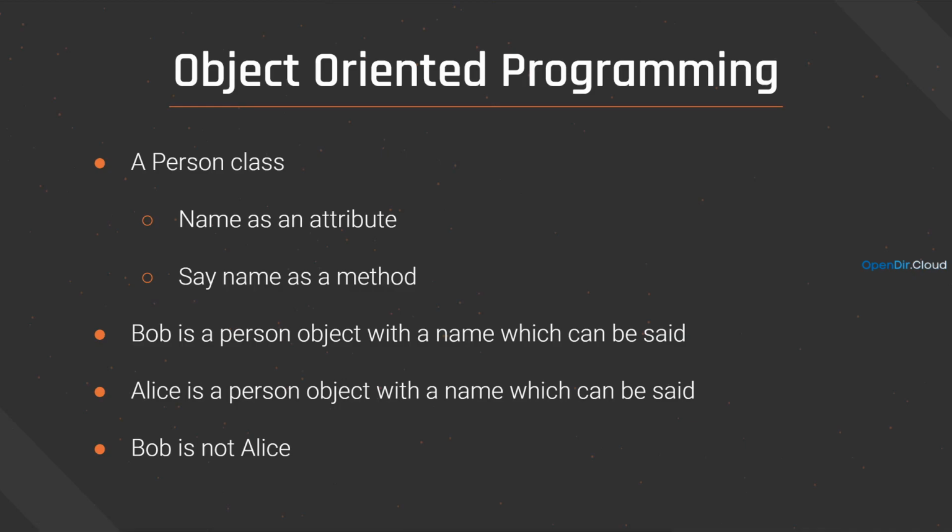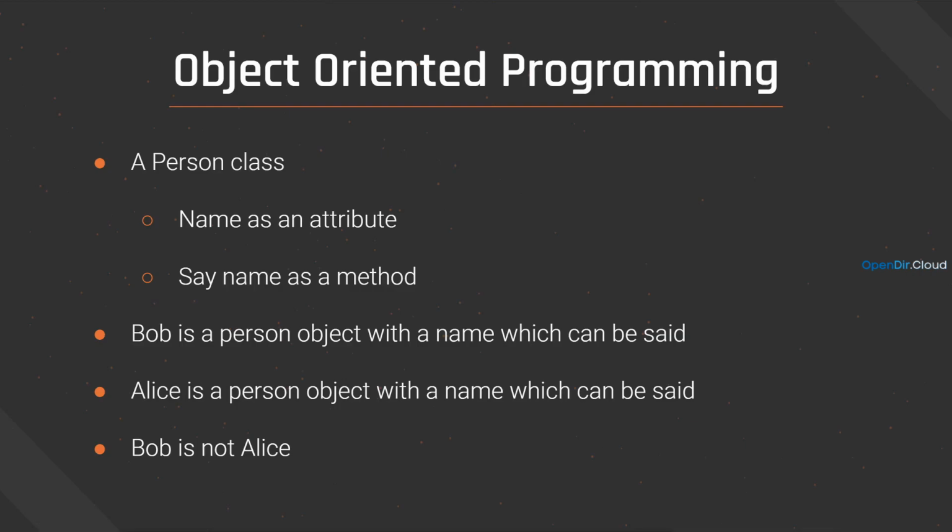Instead, we could create a person class as the blueprint, and this class might contain a name as an attribute and a sayName function as a method, and we could instantiate different objects. For example, we could instantiate both Bob and Alice as instances of the person class. And once instantiated, we can use the accessible methods and attributes for that individual instance.